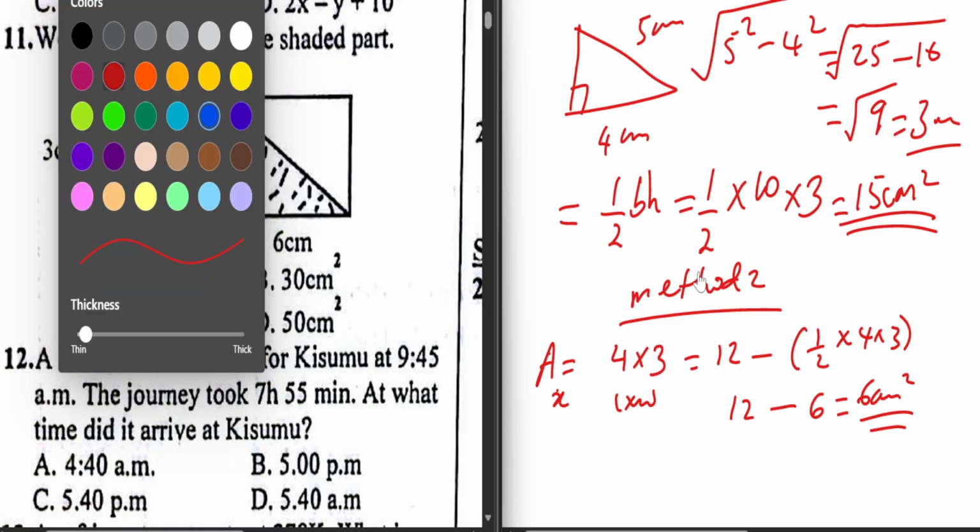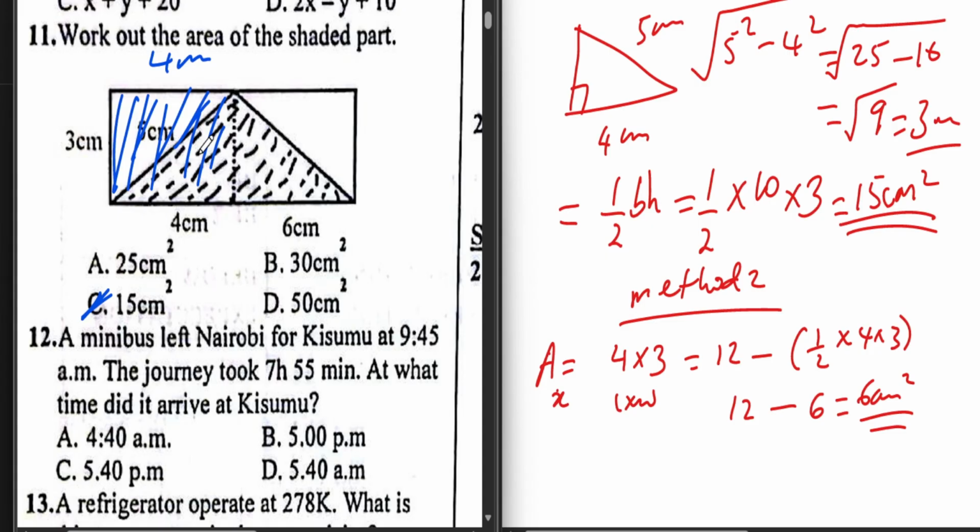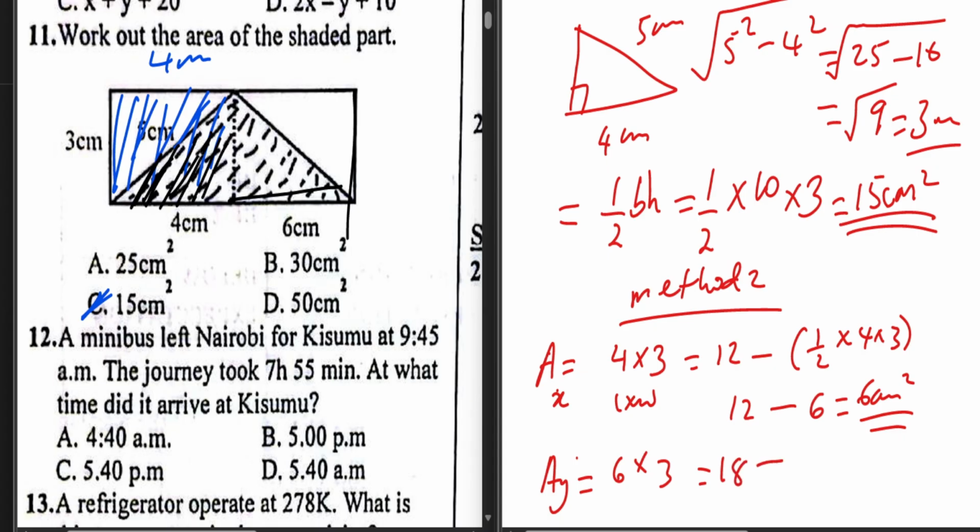So the first shaded part, which is this one, is 6 centimeters. You do the same thing with the other one. Again, the area of the other one, let's say y, the other rectangle, which is 6 by 3, which gives you 18. Then subtract the area of the triangle, which is 6 and 3.